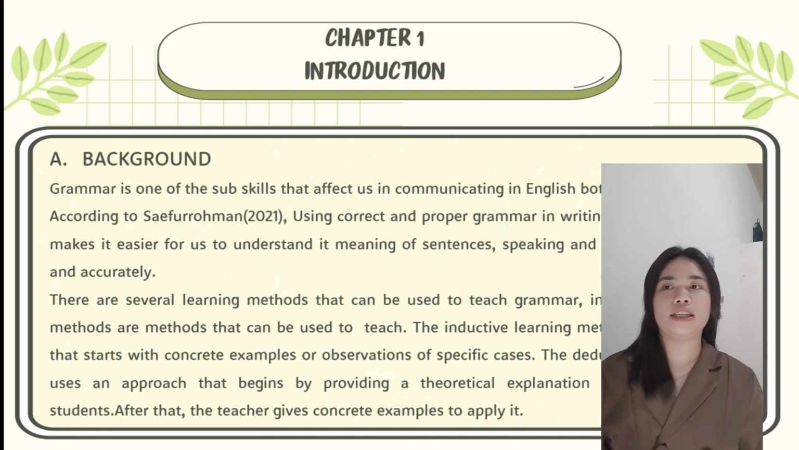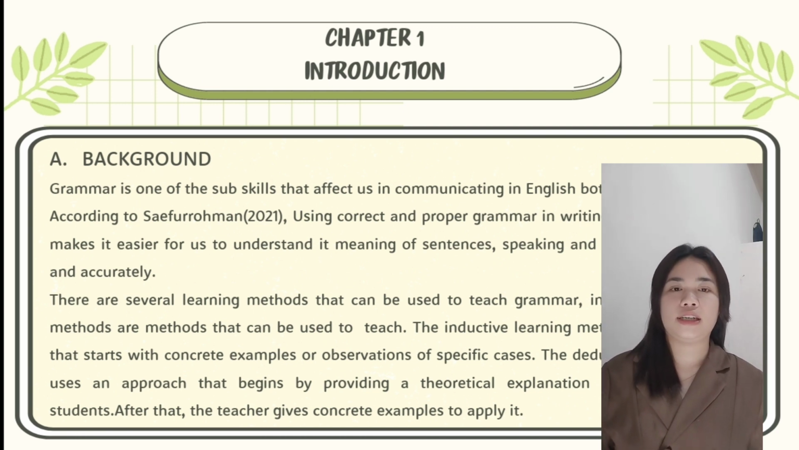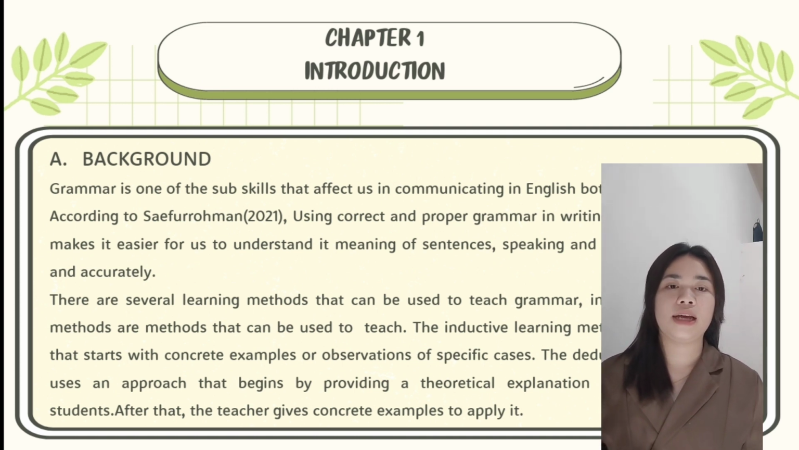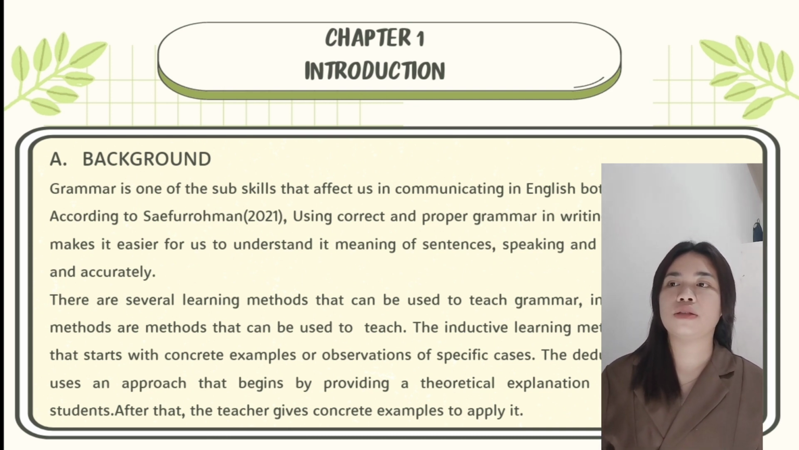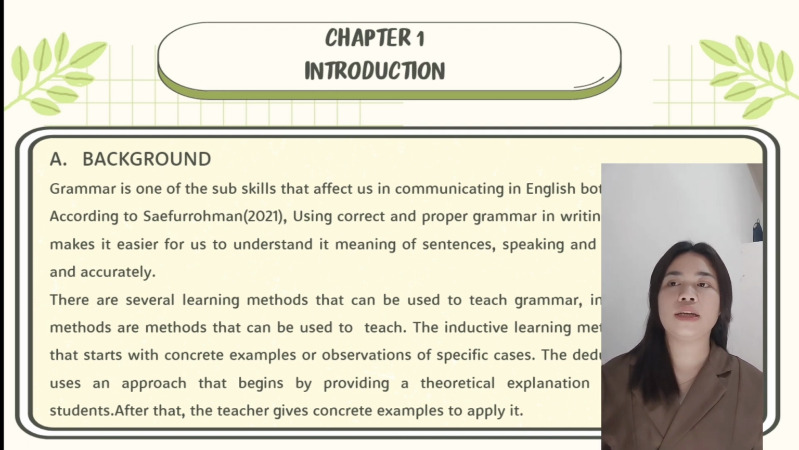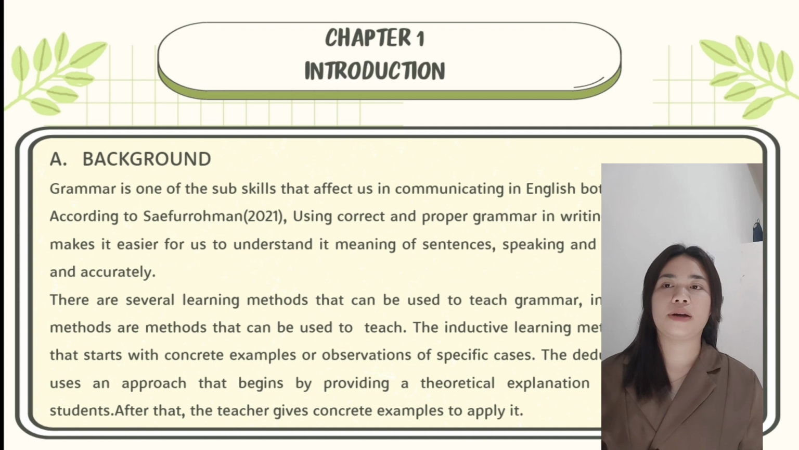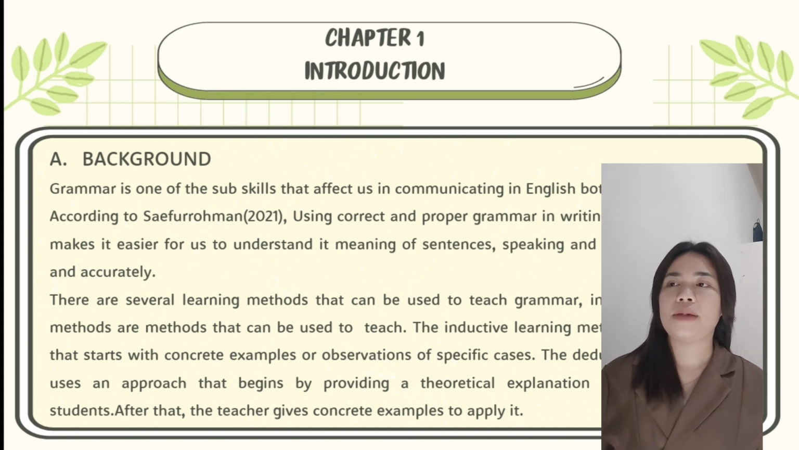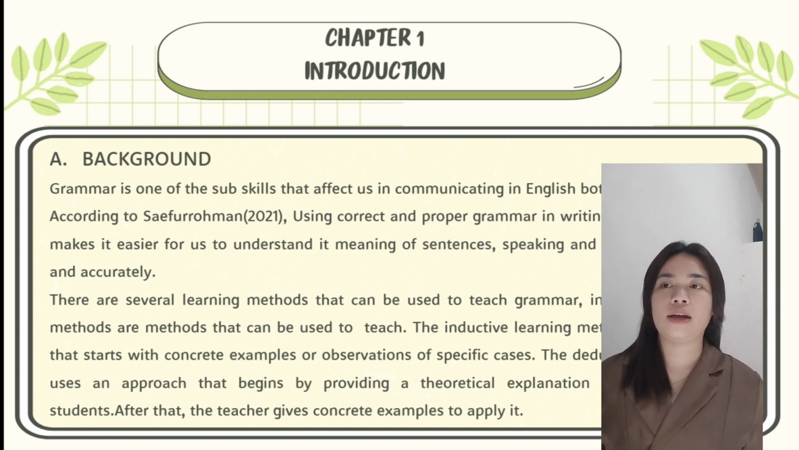Okay, first in Chapter 1, Introduction. The first is background. Grammar is one of the sub-skills that affect communicating in English, orally and in writing. According to Saifur Rahman in 2021, using correct and proper grammar in writing and speaking English makes it easier for us to understand. It means we speak and write English fluently and correctly.